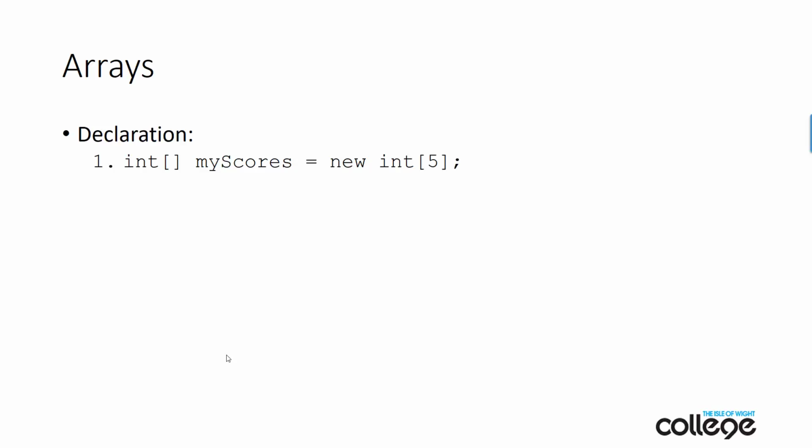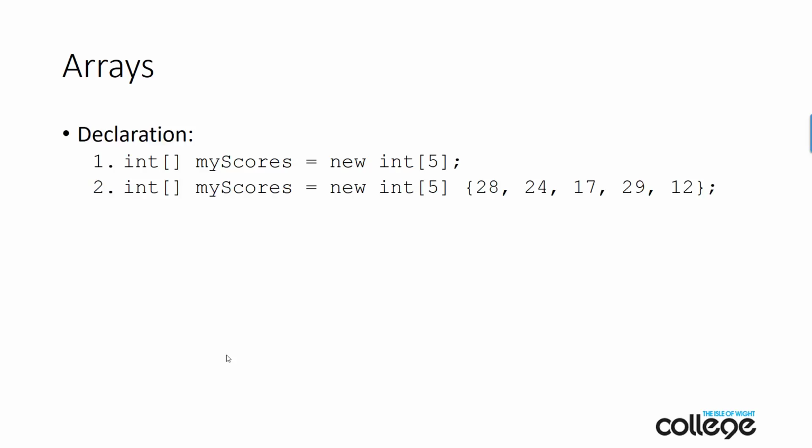As the program processes data, you can assign values into it, remembering that these are zero based, but you can also assign values at the time of declaration. So once again, the initial part is just exactly the same, but you'll see the curly braces at the end where I've assigned 5 data values into my array called my scores.